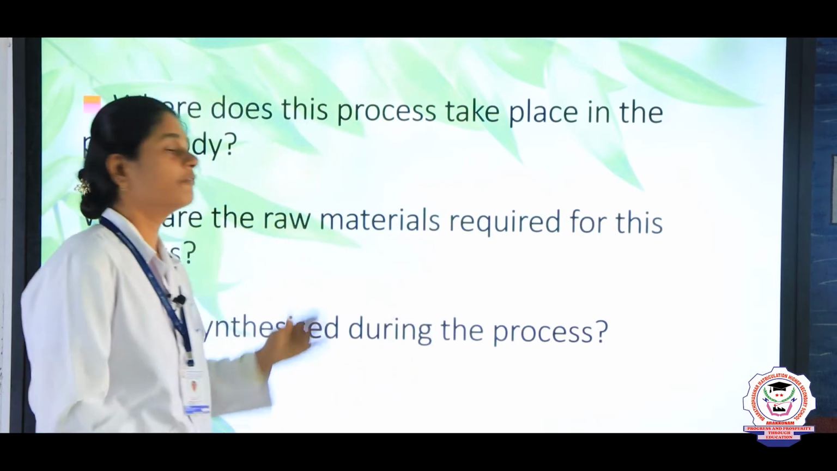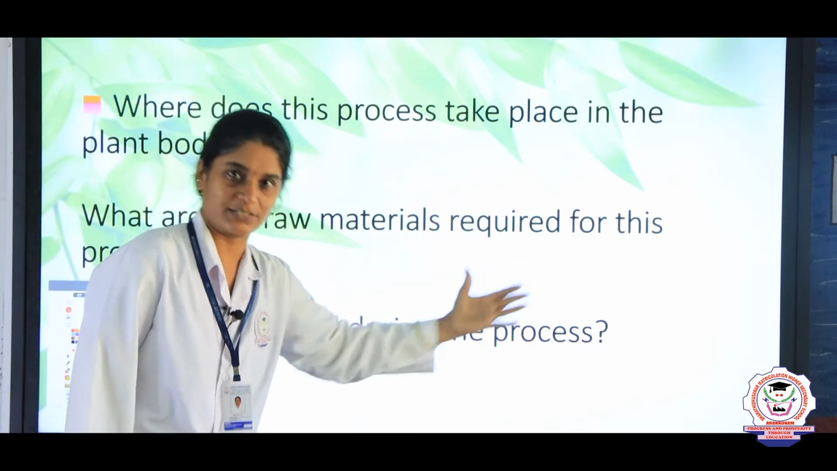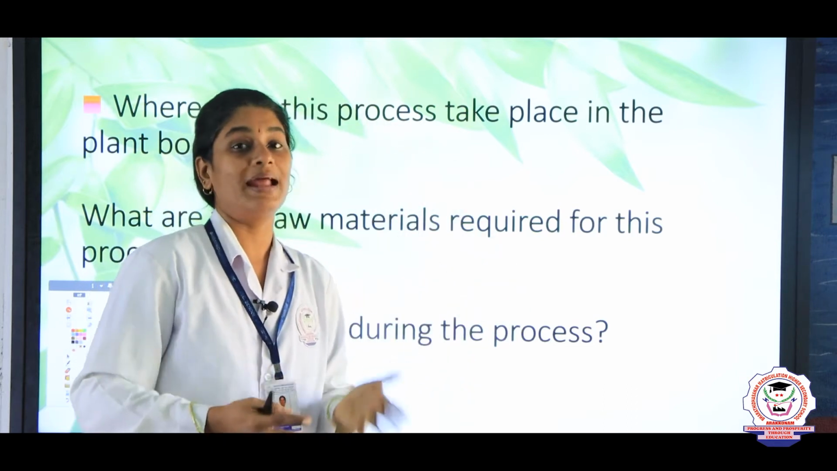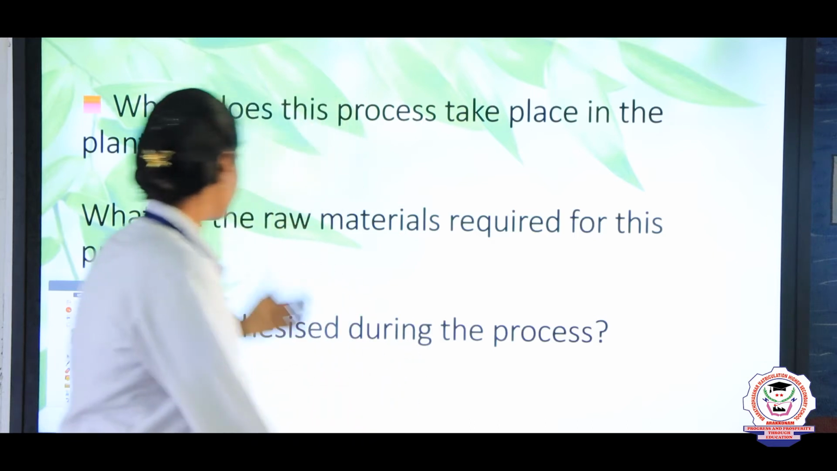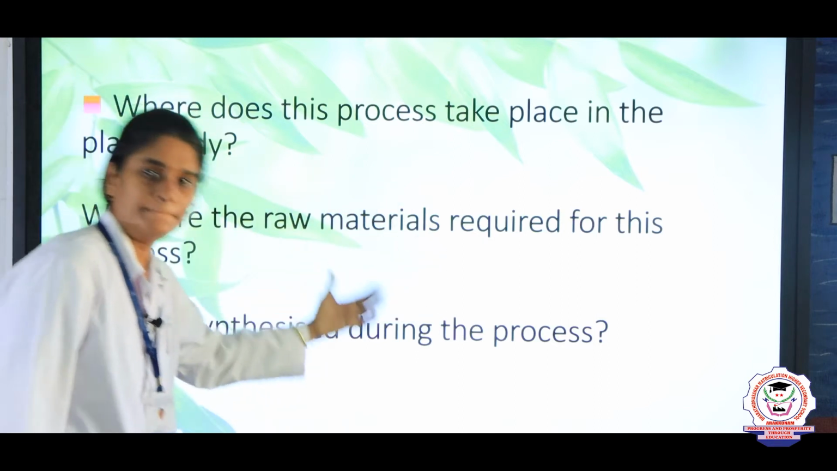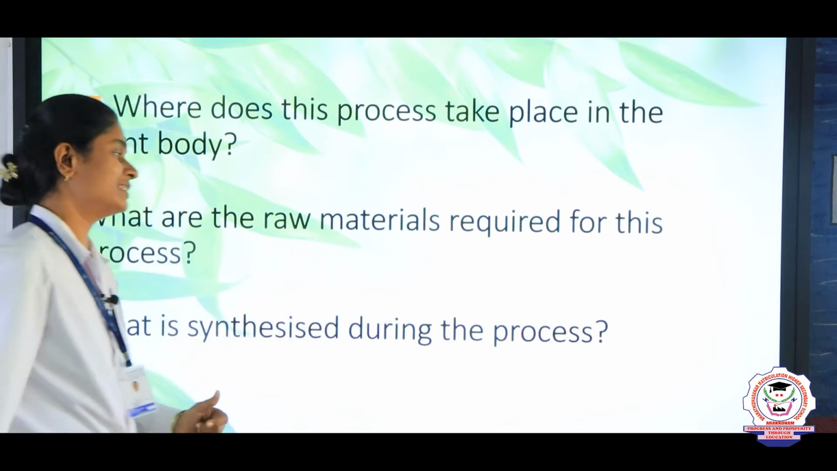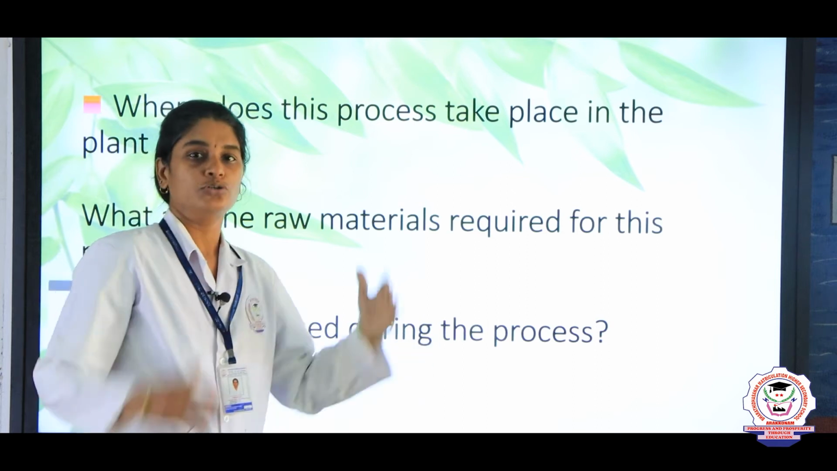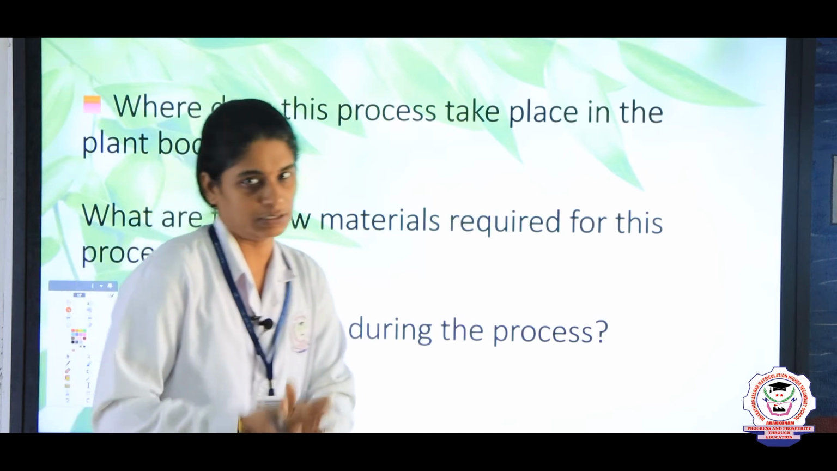So, in this class we are going to see where the photosynthesis takes place. In a plant we know the parts of the plant, right. So, in which part of the plant exactly is the photosynthesis taking place, right. And also we are going to see what the raw materials required for a plant to prepare the food are, and also what is synthesized during the process. So, what is the end product of photosynthesis, right.